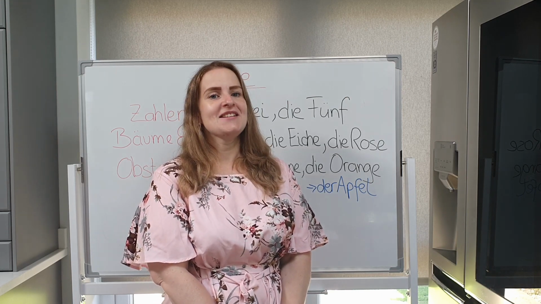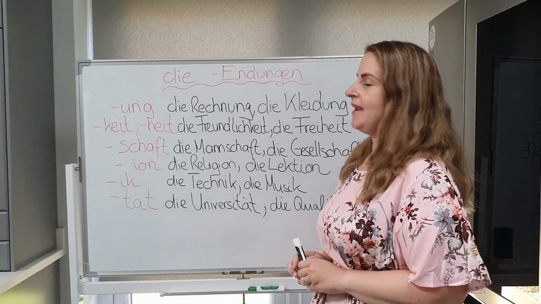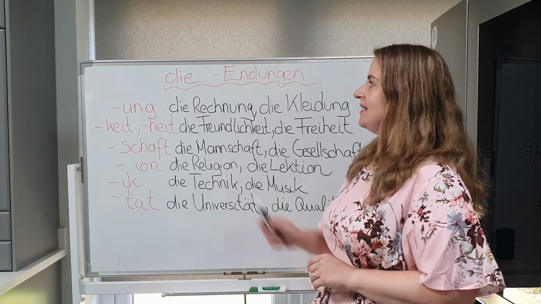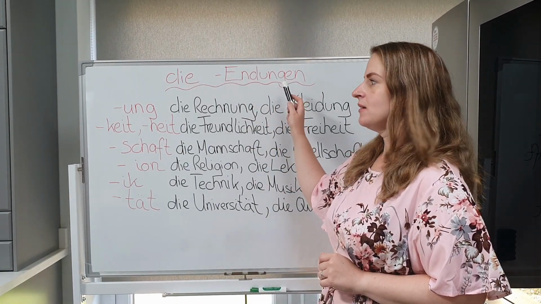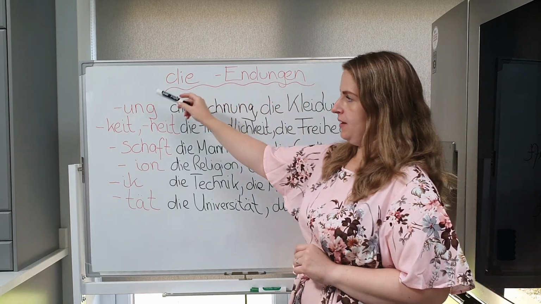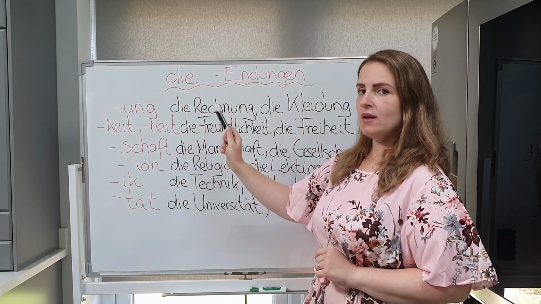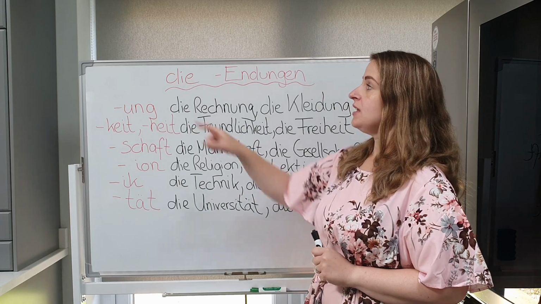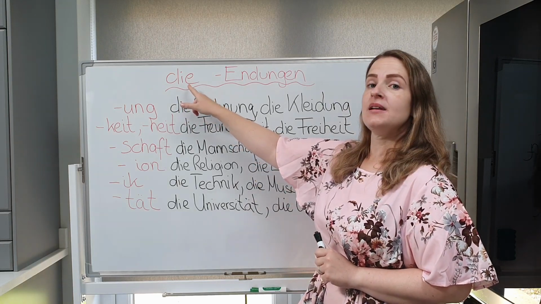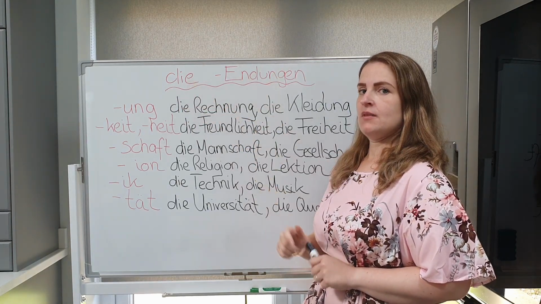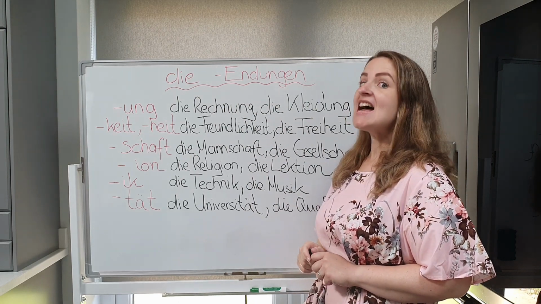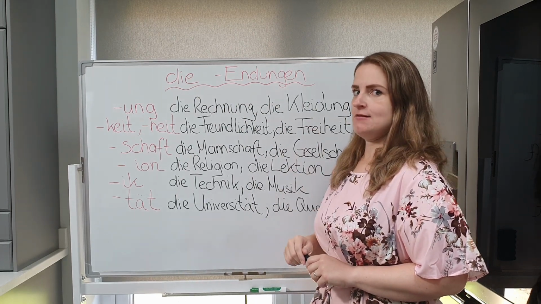Let's have a little look at the endings that help us to know to use the article die. So guys, now we will look at the endings of the nouns that will indicate that we need to use the feminine die. The feminine article die. Let's start.